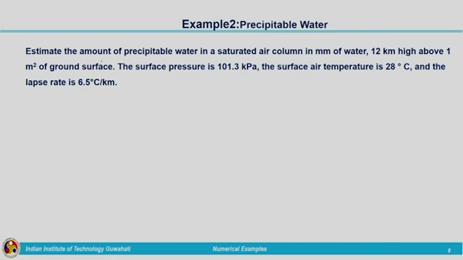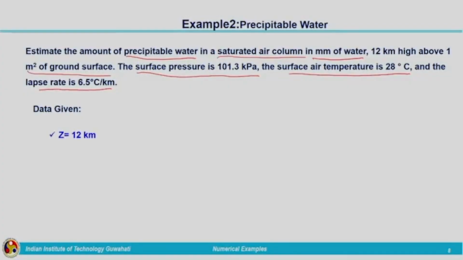The question is: estimate the amount of precipitable water in a saturated air column, in millimeters of water, 12 kilometer high above 1 meter square of ground surface. The surface pressure is 101.3 kilopascal. The surface air temperature is 28 degrees Celsius and the lapse rate is 6.5 degree Celsius per kilometer. So, we are given certain data corresponding to the ground surface temperature, pressure and the lapse rate. With the lapse rate, we can calculate the temperature corresponding to any elevation, and with the pressure and temperature at the ground surface, we can calculate the corresponding values at different elevations.